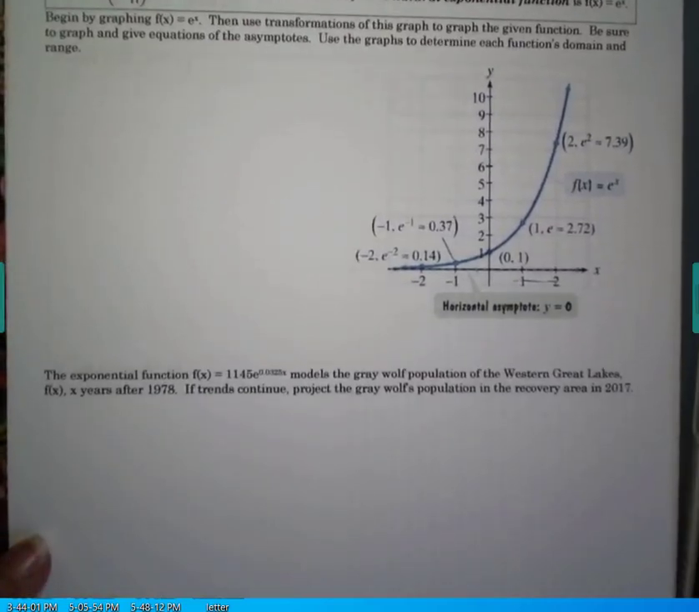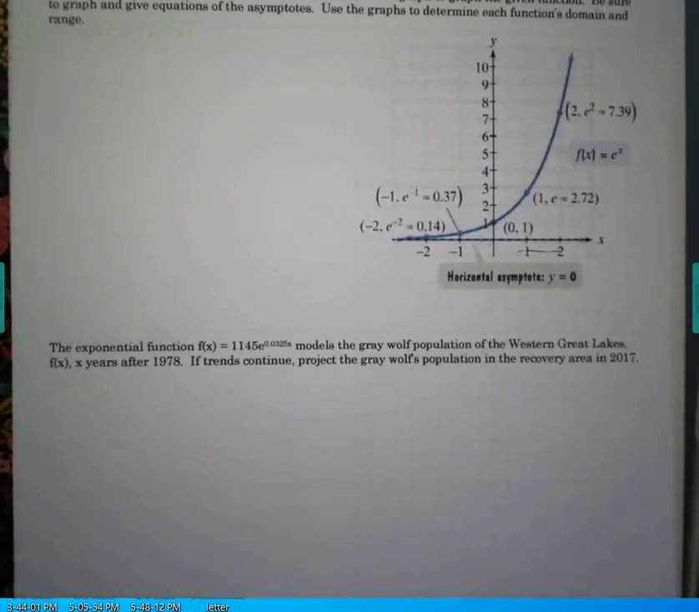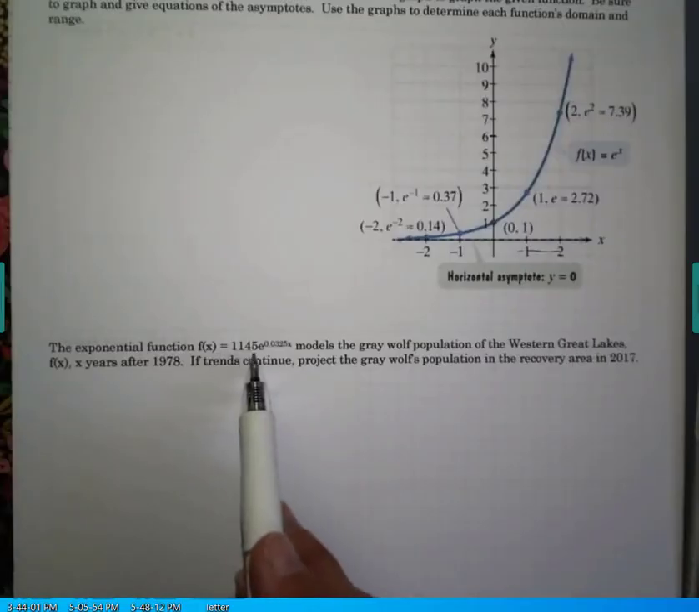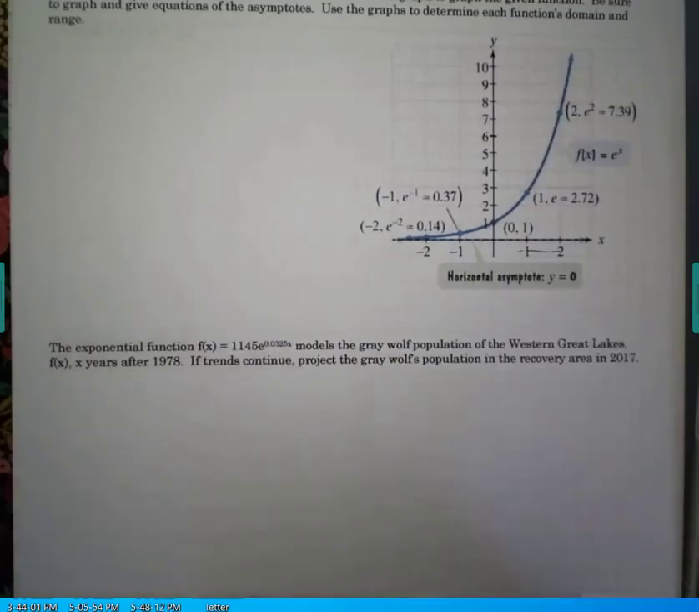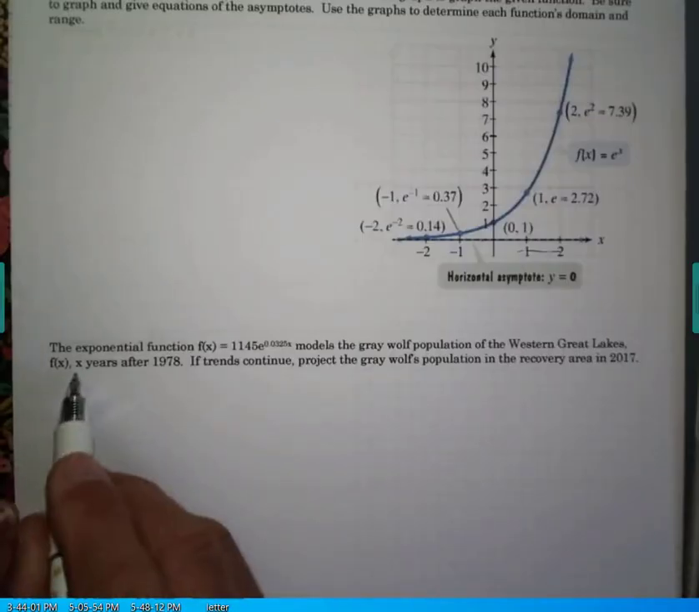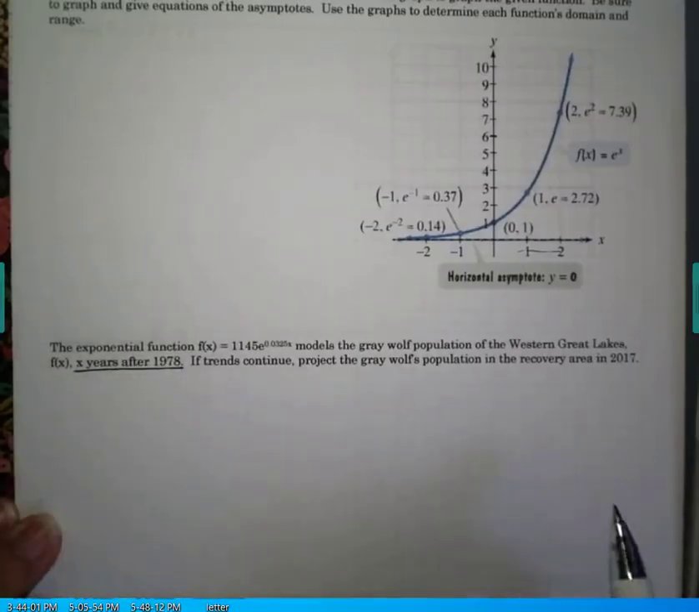Now, why do we use it? Well, there's a really good example here. And it talks about the gray wolf population of the Western Great Lakes. And so they've been watching what it has been doing there for a while now. And they found that it's following a path. And this is the path that it's following. It follows this exponential function. And it says that f of x is equal to 1145 times e to the power of 0.0325x. And there's our x, our unknown, where x is, in this particular function, the number of years after the year 1978.